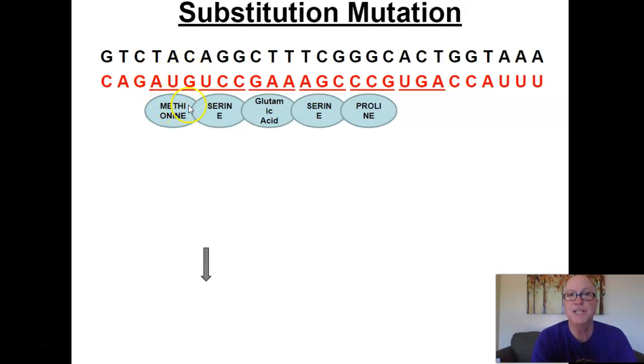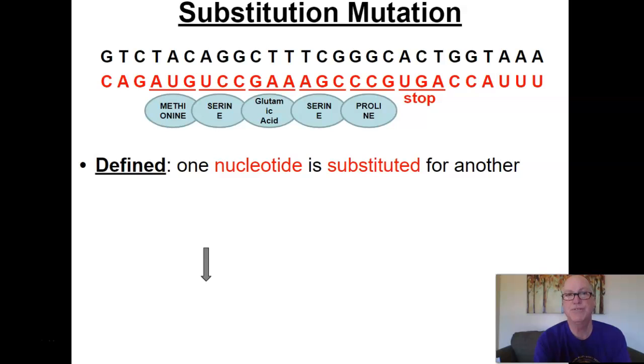Now we're starting here. It turns out that the ribosome, when it reads the messenger RNA and translates the messenger RNA code into a sequence of amino acids, has to start at AUG. So it reads AUG, and if you look that up on your code table, you'll find that that codes for the amino acid methionine. UCC is a messenger RNA codon that codes for serine, GAA, glutamic acid, AGC, serine, and CCG, proline. And then UGA is what's called a stop codon. That tells the ribosome to stop making the protein.